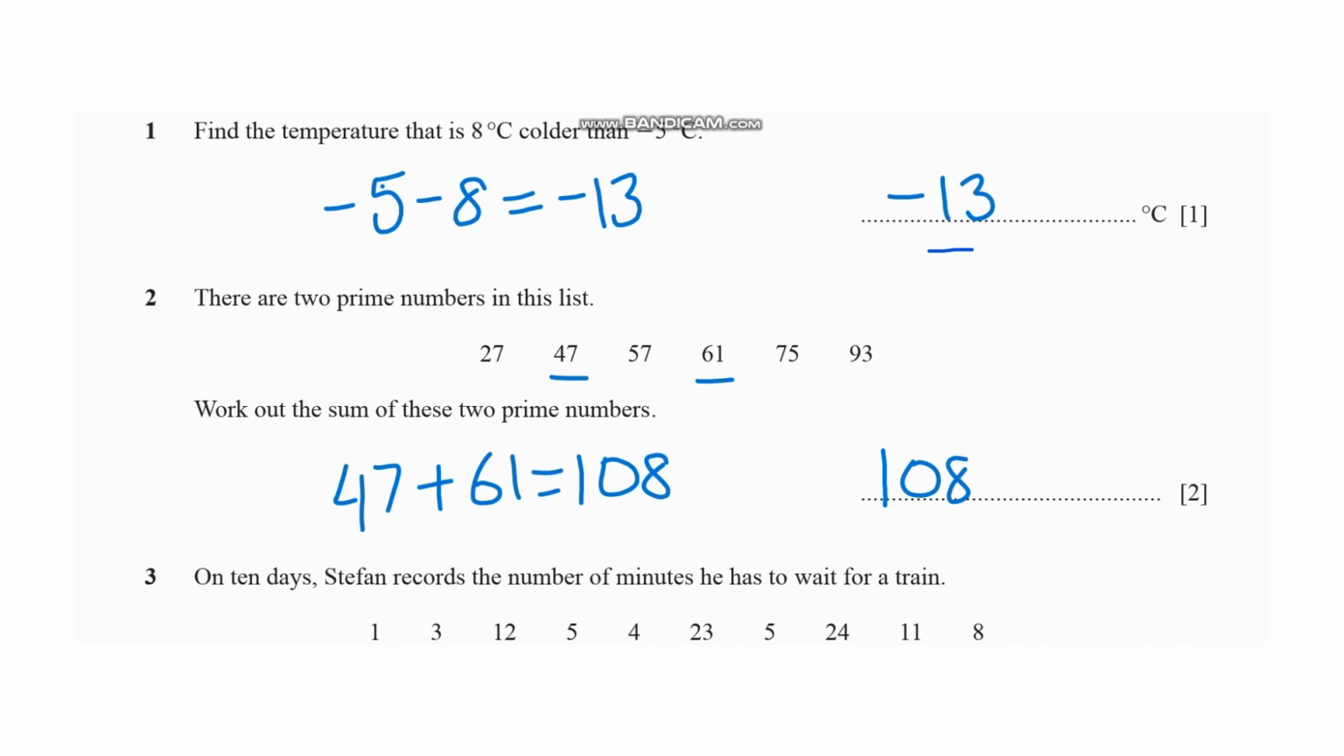Then 75 is also not a prime number. 93 is not a prime number because it is divisible by 1, 3 and the number itself. So the sum of the two prime numbers will be, first one will be 47 and the second one will be 61. So 47 plus 61 will be 108. So the sum or the answer will be 108.